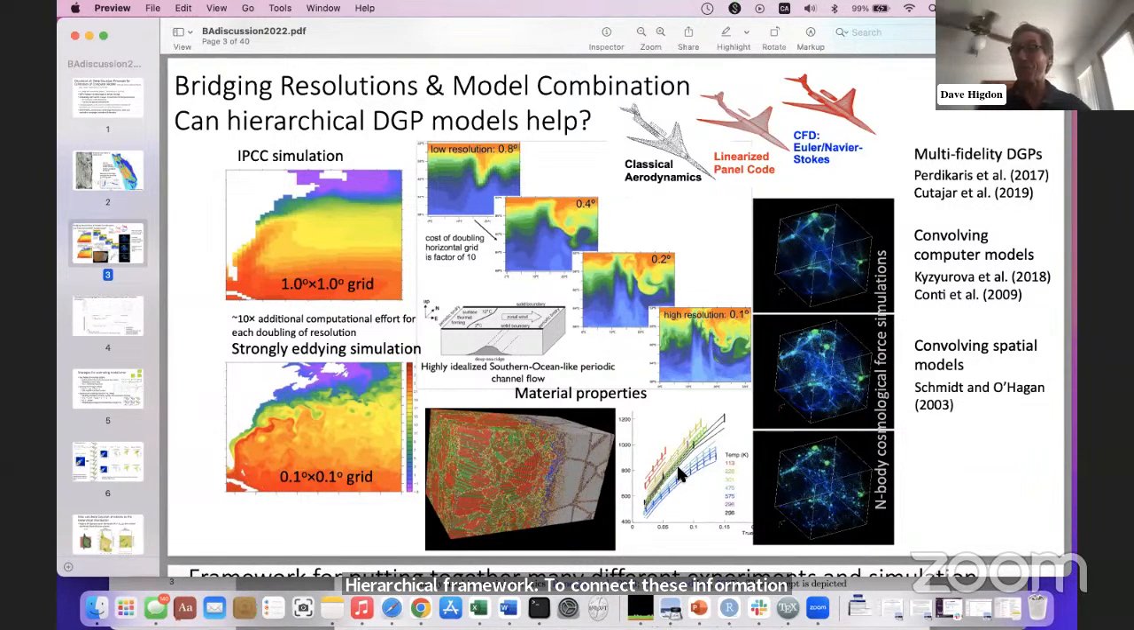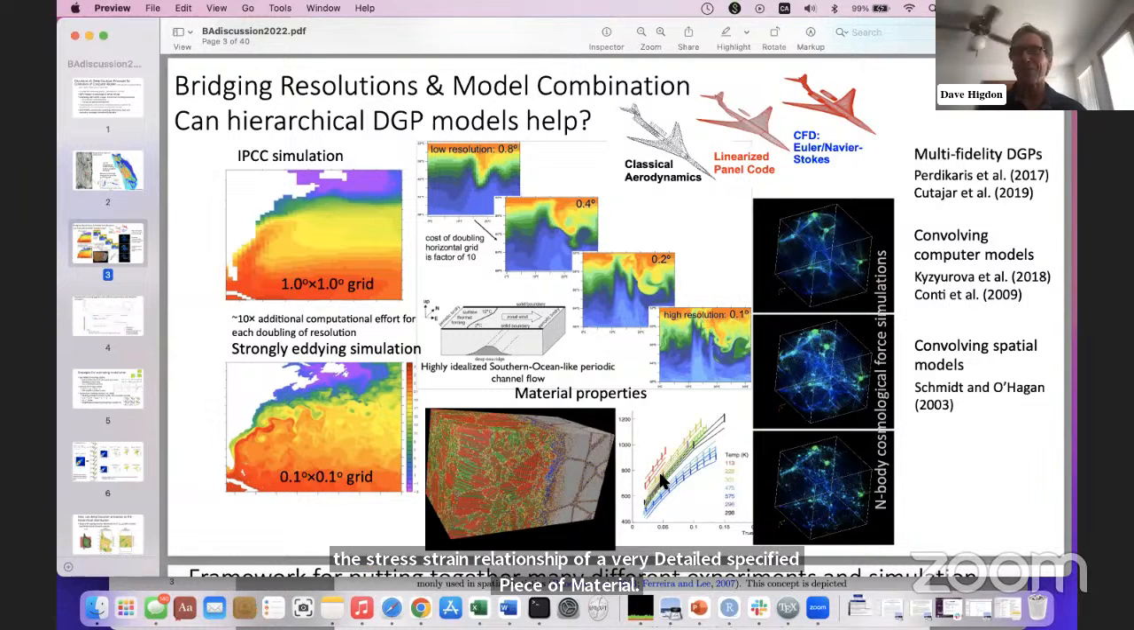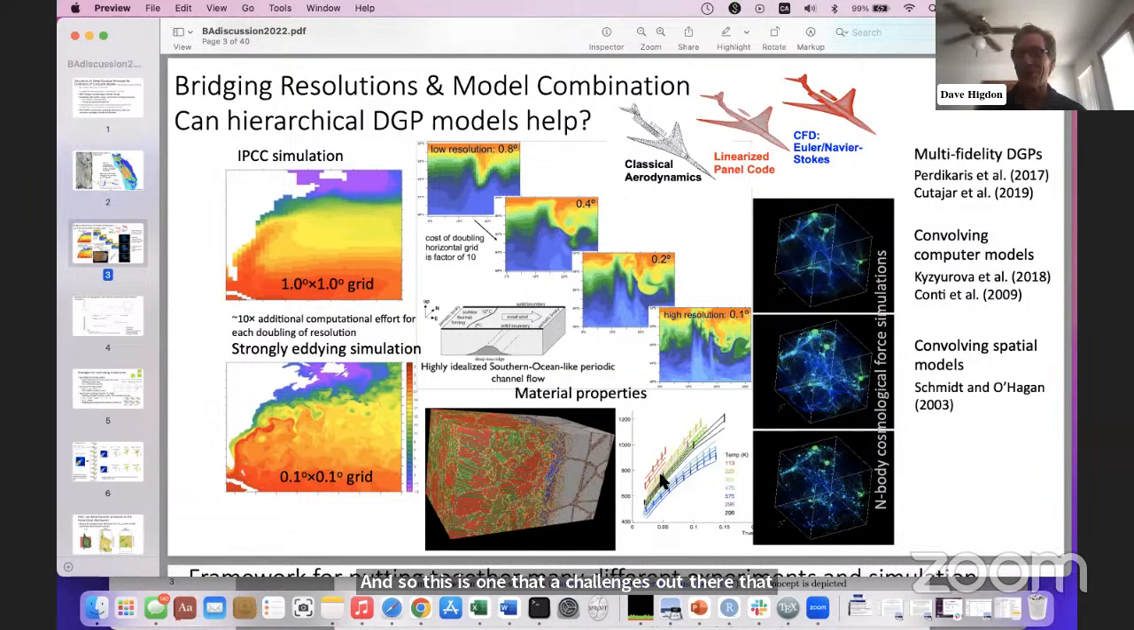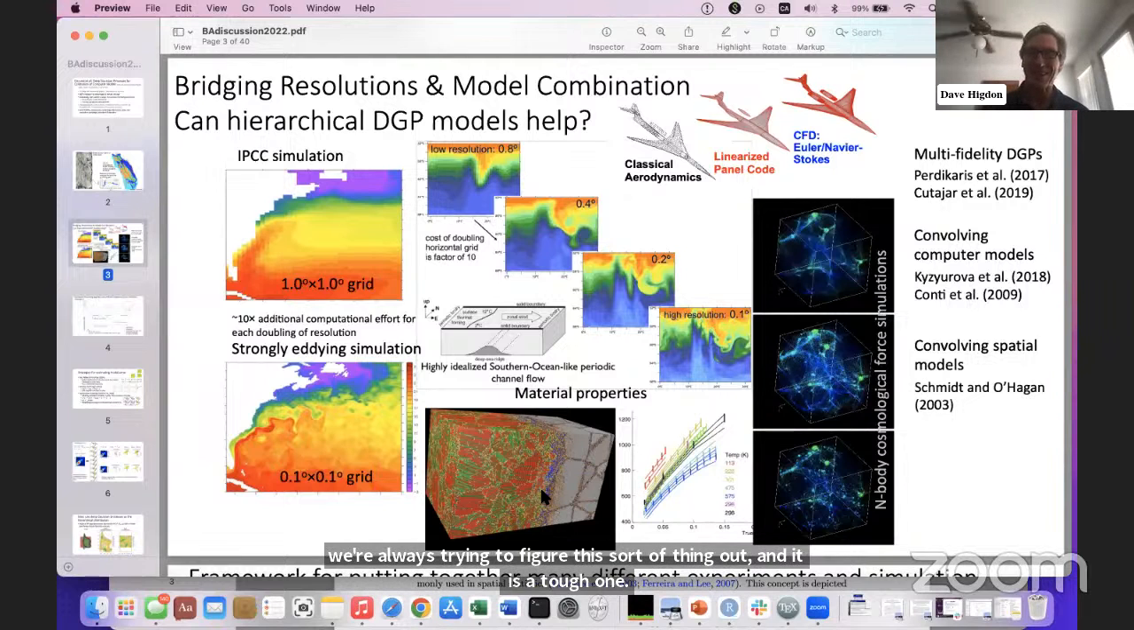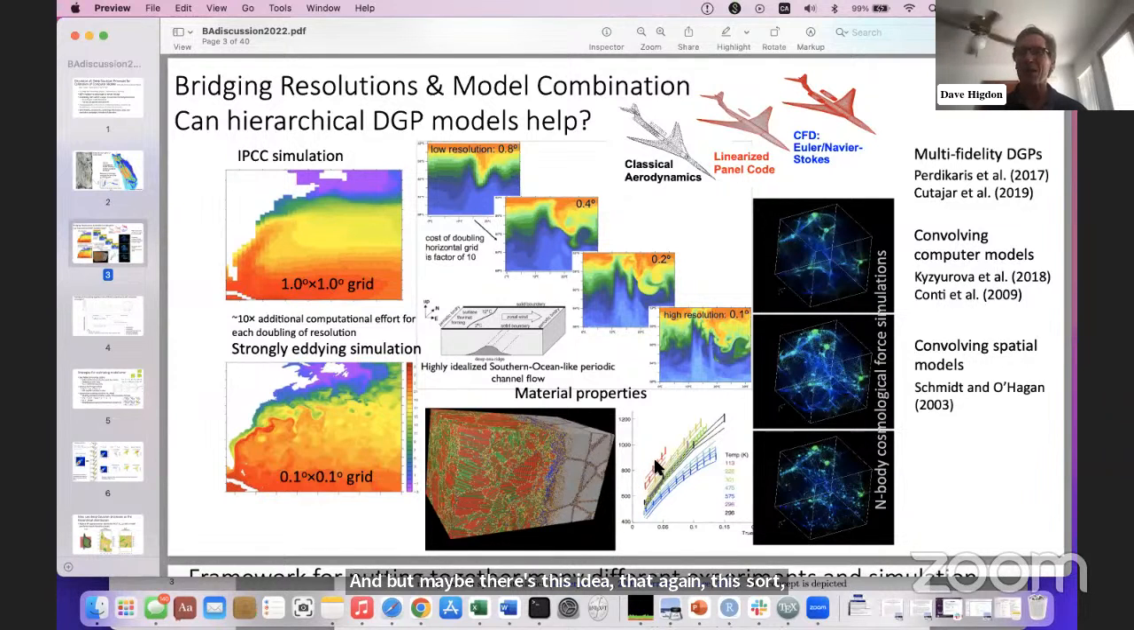And the one real pressing one that goes on even today is this material science one, that we can have a very detailed look at the model, but we want to infer these very bulk properties like the stress-strain relationship of a very detailed specified piece of material. And so this is one of the challenges out there that we're always trying to figure out, and it is a tough one. But maybe this idea, again, of a deep GP encoder-decoder might be a way of linking bulk properties to very detailed material properties there.